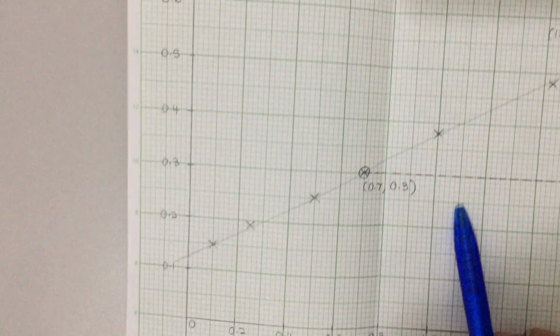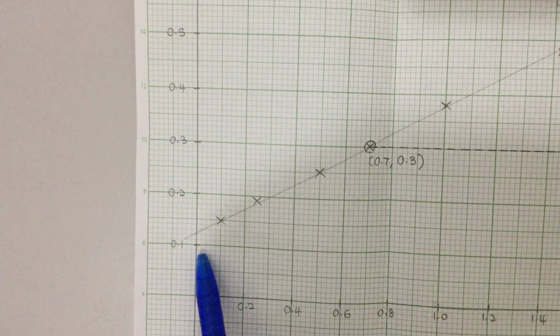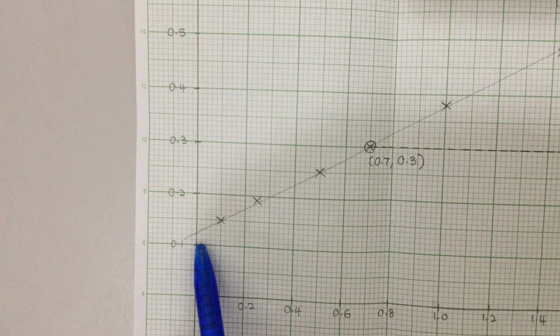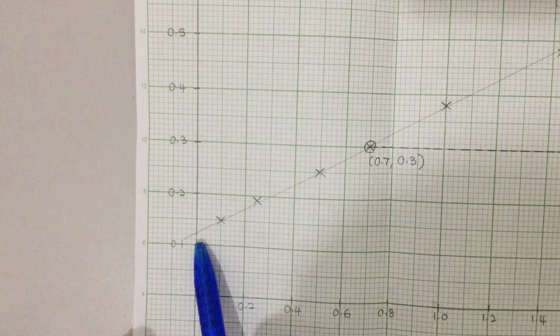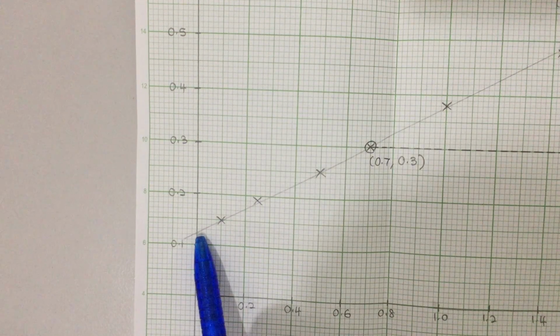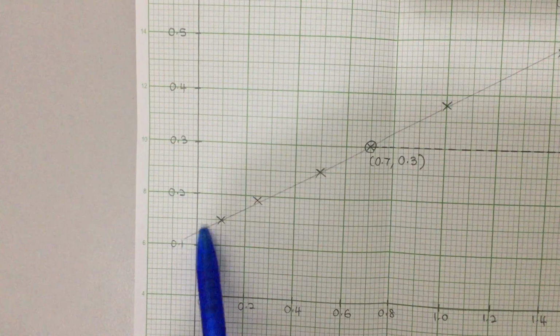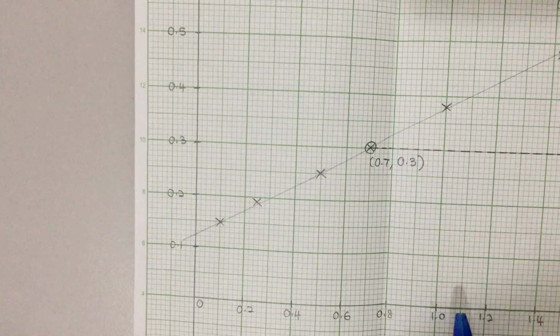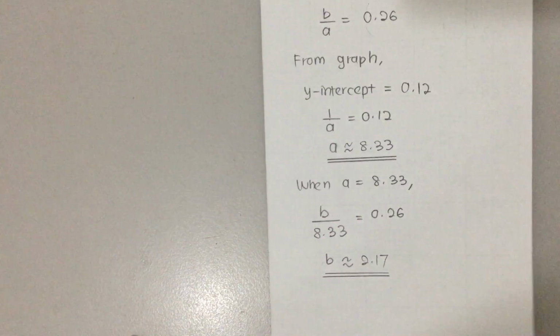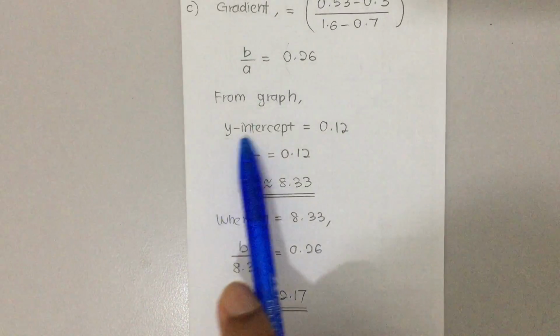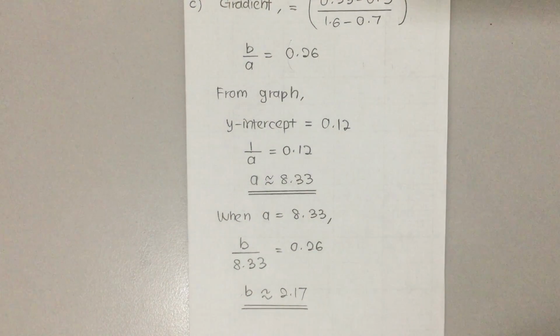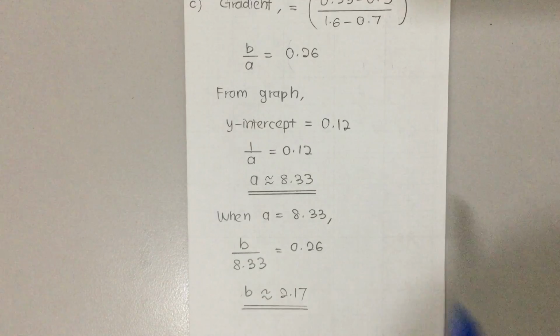From the graph, how are you going to find the y-intercept? Very simple. Try to look here. As you can see, the small box here represents 0.01. So when you increase by one small box, you get 0.11. When you increase by another, you get 0.12. Therefore, your y-intercept intersects at 0.12. Quite straightforward. So the y-intercept equals 0.12. Compared to our straight line linear equation form, your y-intercept is actually 1 over a. And from the graph, you get this 0.12.